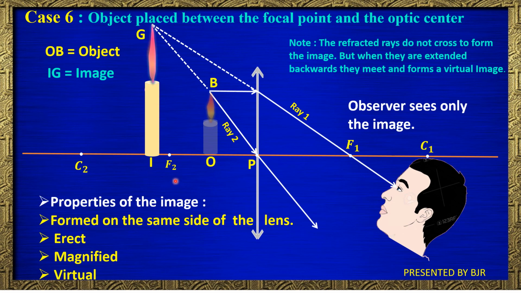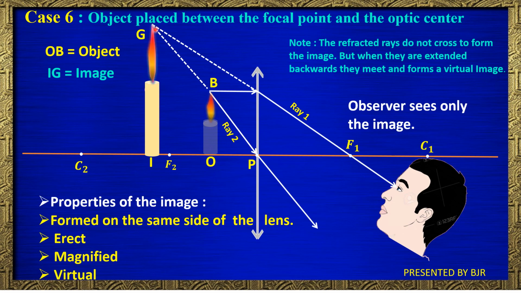And moreover, you should remember, a virtual image will be formed when the refracted rays are extended backwards so that they meet. At that time a virtual image will be found, because these two refracted rays never meet if you extend them forward. So we have to extend them backwards so that they cross one another here, and here the image will be formed.